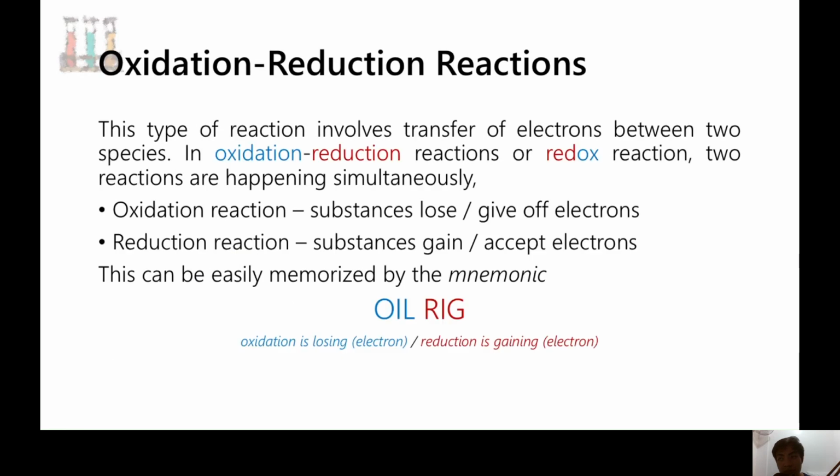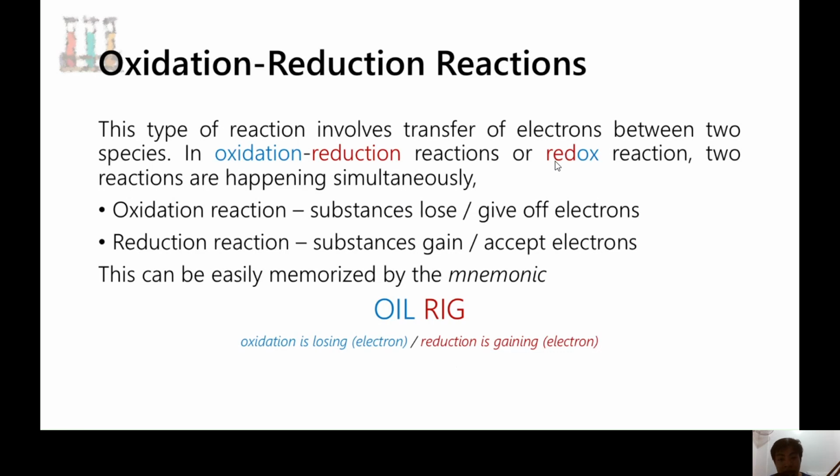So let's proceed to the oxidation-reduction reaction. From the word itself, dalawang words yan. May oxidation ka and may reduction reactions ka. So dalawa yung reactions that happen here. The abbreviation for this one is redox. Red meaning reduction, ox meaning oxidation. Or oxred. Bahala kayo, pero the convention is redox.